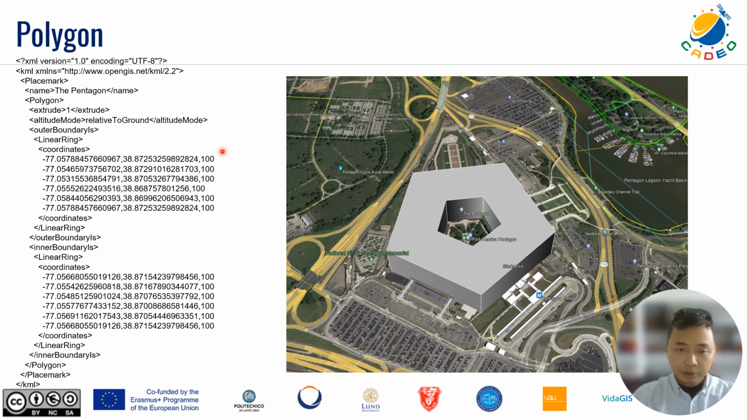Here is the altitude as well as the height of the extrusion. In the altitude mode, we set it to relative to ground, and we also set the extrude element to 1. This means that this will be extruded upward.